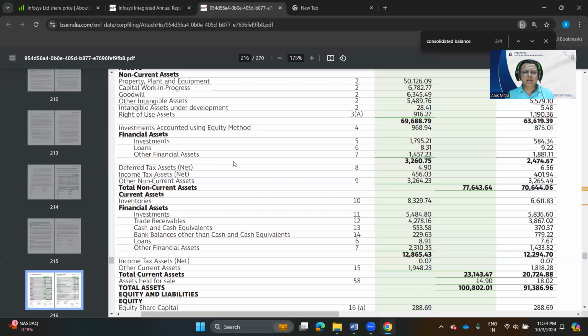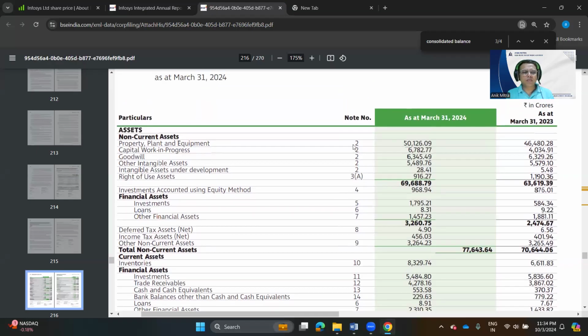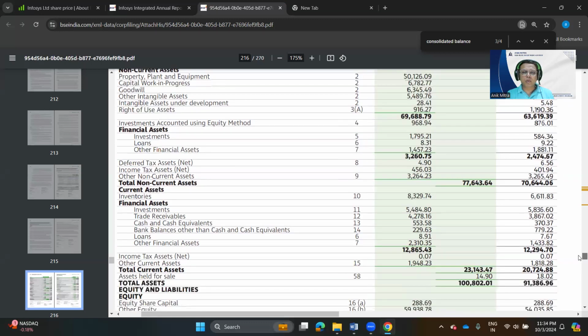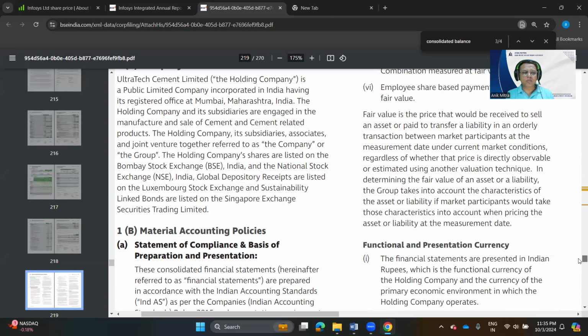अच्छा एक बार देख लेते हैं प्रॉपर्टी प्लांट एंड इक्विपमेंट को थोड़ा सा डिटेल्स में, फॉर दिस कंपनी. नाउ यू कैन सी प्रॉपर्टी प्लांट एंड इक्विपमेंट इज 50,126 करोड़, जिसका पूरा एक्सप्लेनेशन आपको नोट नंबर 2 में मिलेगा. वी विल चेक व्हाट आर द प्रॉपर्टी प्लांट एंड इक्विपमेंट फॉर दिस पर्टिकुलर कंपनी.